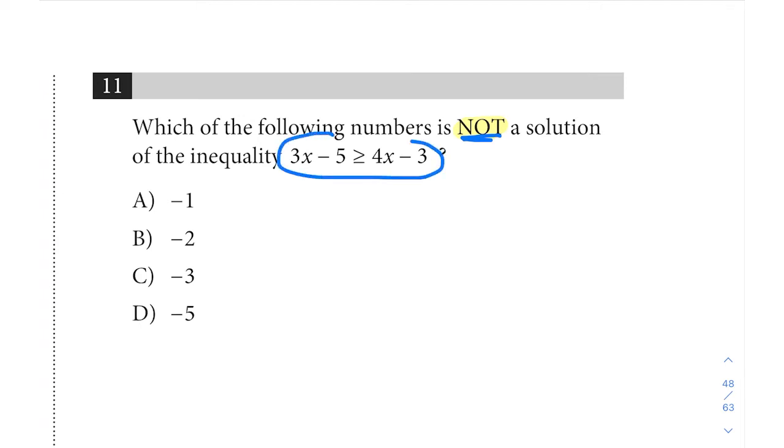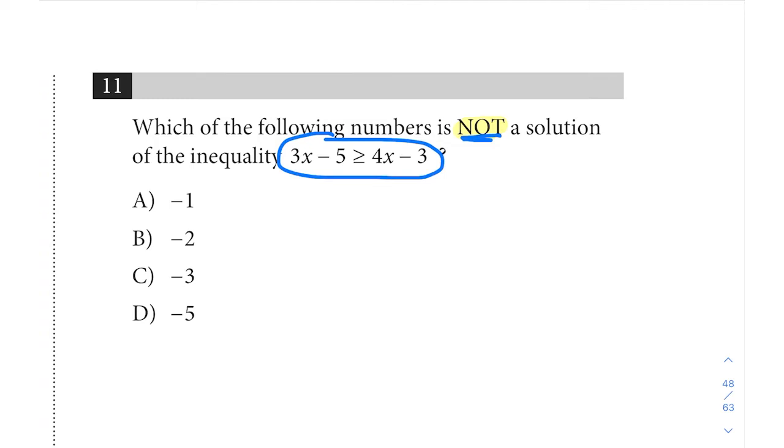Here they give us this inequality, and really we're just going to combine like terms and solve this like we would any other equation or inequality. But the tricky part is recognizing that they're looking for what's not a solution. So we can move the variables to the right and the constants to the left, or vice versa. I personally, and again, this is going to be personal preference, so if you choose to do it a little bit differently, it's perfectly okay, but I prefer to move the variables to the side where the coefficient on the variable is going to be positive.